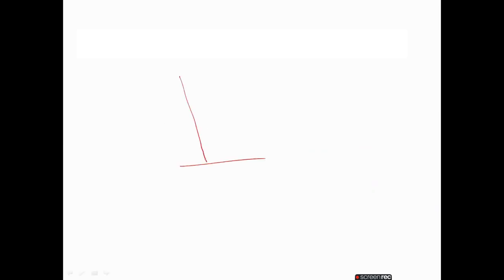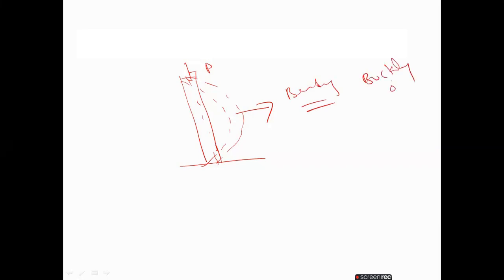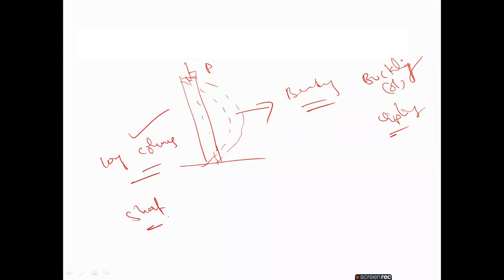So I will write clearly here. If it is a column, what happens when load is acting on it? There will be a bending like this. This bending we call either buckling or crippling. It happens only in the long columns, but in the short columns, due to the direct compressive stress from this load, a failure will happen.